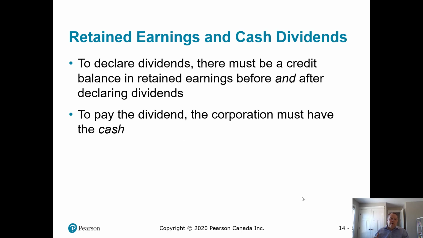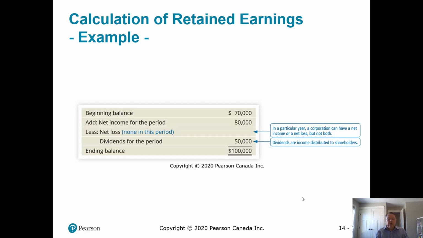Now, when we declare dividends, there must already be a credit balance in retained earnings before and after you declare the dividends. So in other words, you've got to have some retained earnings in order to pay them out or to distribute them. And when you pay the dividend, the corporation's got to have the cash to pay the dividend, because that's what the shareholder's looking for. They're looking for their return on investment. They want some cash.